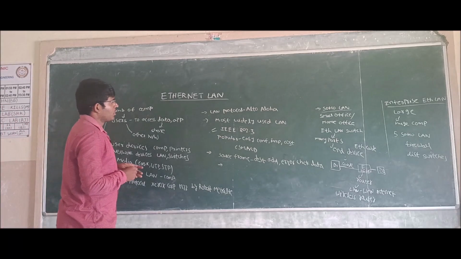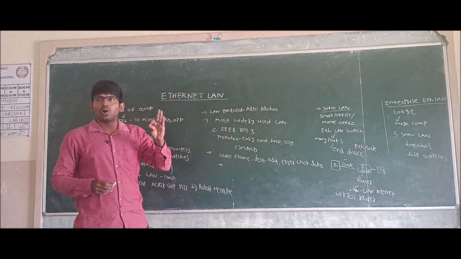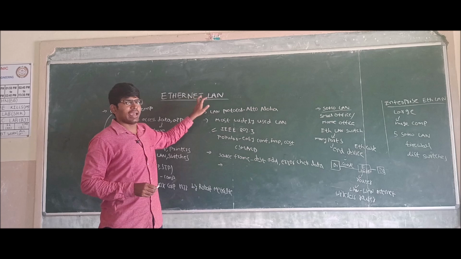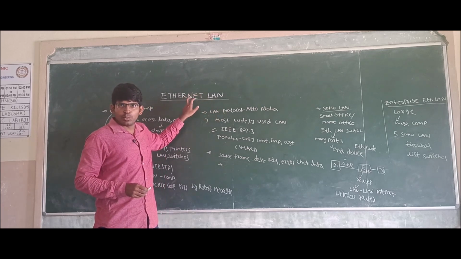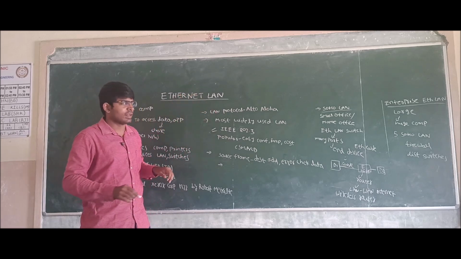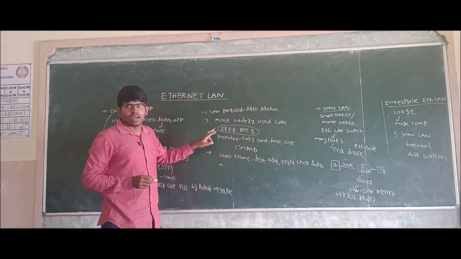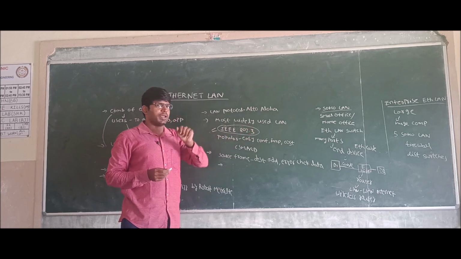Now we are discussing the most popularly used local area network, that is Ethernet LAN. This Ethernet LAN is the most popularly used protocol in the data link layer, and the standards of this Ethernet LAN are given by IEEE 802.3.